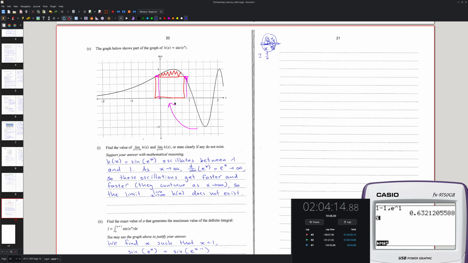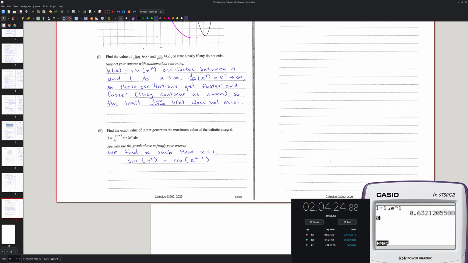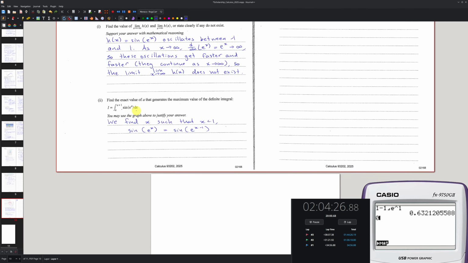How do you? Can you just integrate sine of e to the power of x? Is that real?